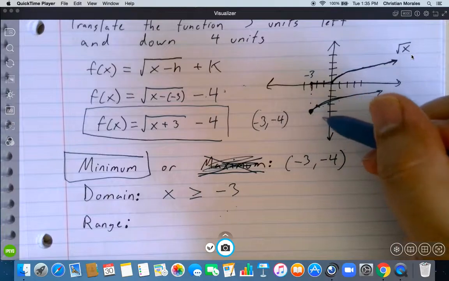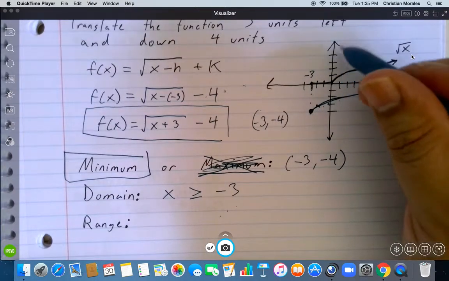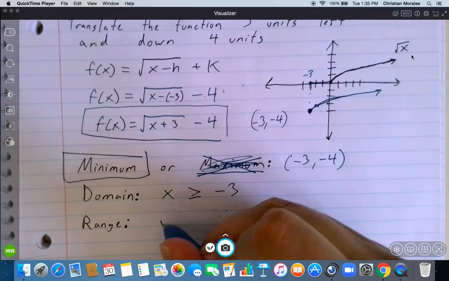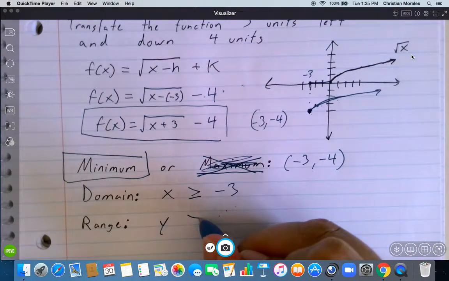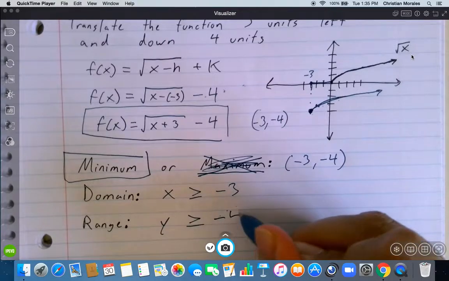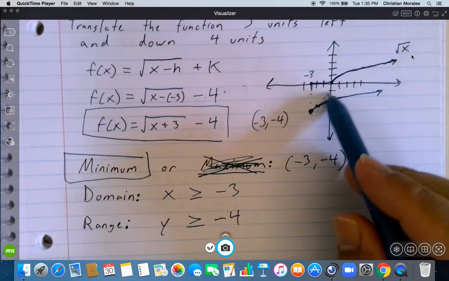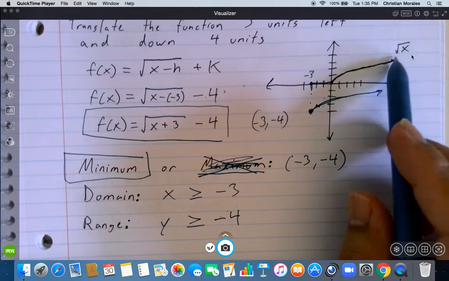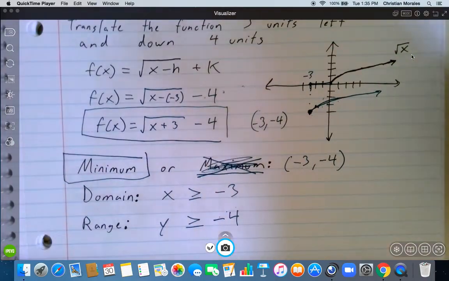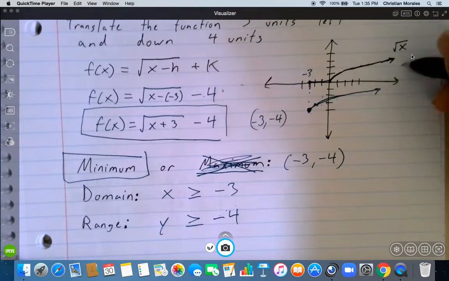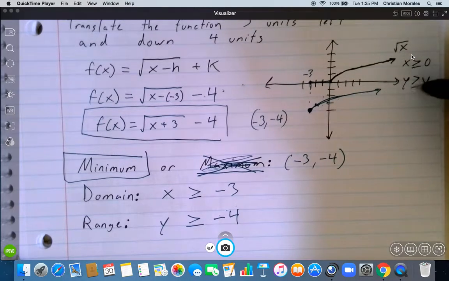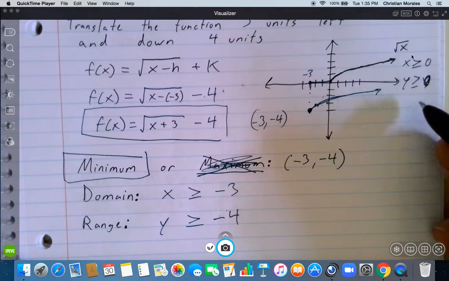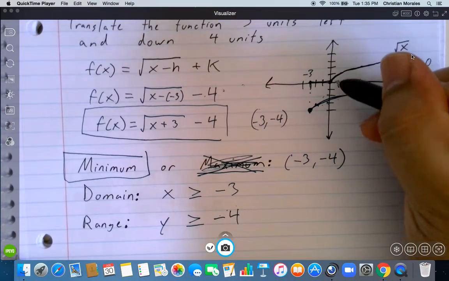What about the range? Well, the range would be for the y value, and it's not at 0, it's now every number greater than or equal to -4. If we were talking about the original one here, the parent function, the answers would say, okay, greater than or equal to 0 for x, greater than or equal to 0 for y as well. That's what the normal one is, because the original starts at 0, 0.